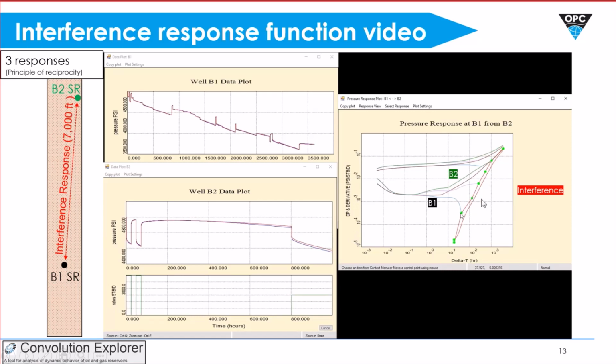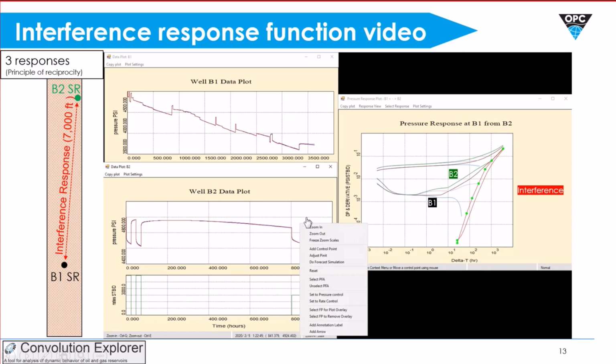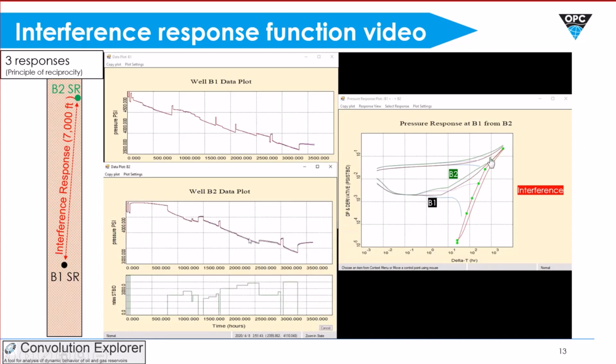So I move my early time interference responses towards the right. You see I'm matching this part of the graph much better. And that effect has changed the late time response here. So we go back, we edit the later time of the interference response until we get a decent match. So now I zoom out just for the sake of time. You see this is the interference response, and I have now matched the pressure gauge data of both wells quite well.